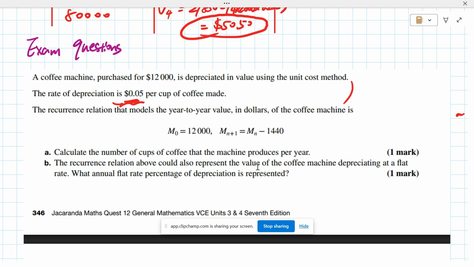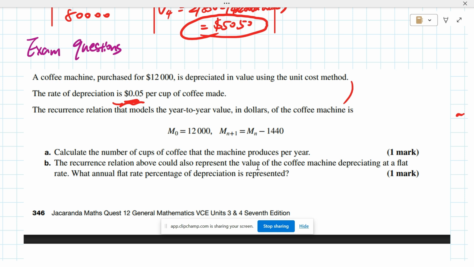So first question: the $12,000 machine is depreciated using the unit cost method, at 0.05 per cup of coffee made. We have the recurrence relation, and we also calculate the number of cups made per year. Once you have this question, don't panic. Just try to figure out what M0 is, what M(n+1) is, what Mn is, and what the 1440 means, and that should help you understand more.